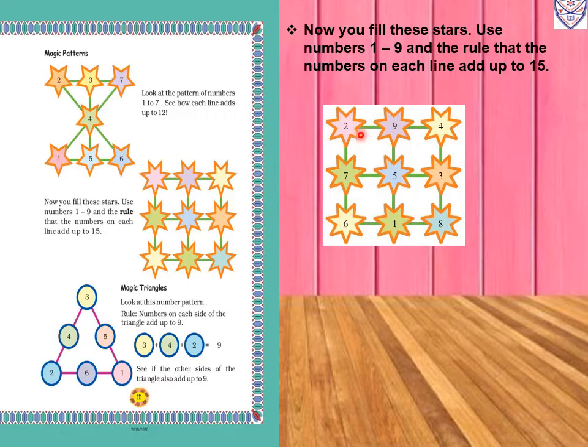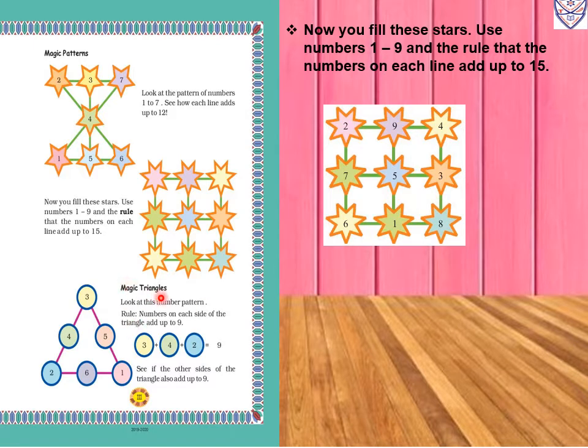So first we will write 2 9 4. So first we will see the addition we are getting. So 2 plus 9 is 11, 11 plus 4 is 15. Okay, right? Then in the vertical way 2 plus 7 is 9, 9 plus 6 is 15. Now in horizontal 7 plus 5 is 12, 12 plus 3 is 15. Then in the vertical way 9 plus 5 is 14, 14 plus 1 is 15. Then 4 plus 3 is 7, 7 plus 8 is 15. Okay, so this way we will arrange numbers 1 to 9.